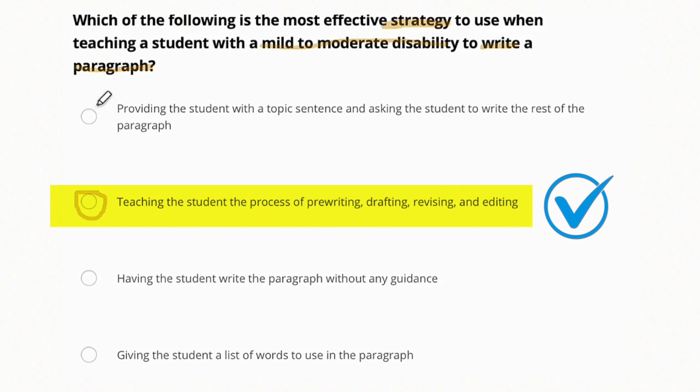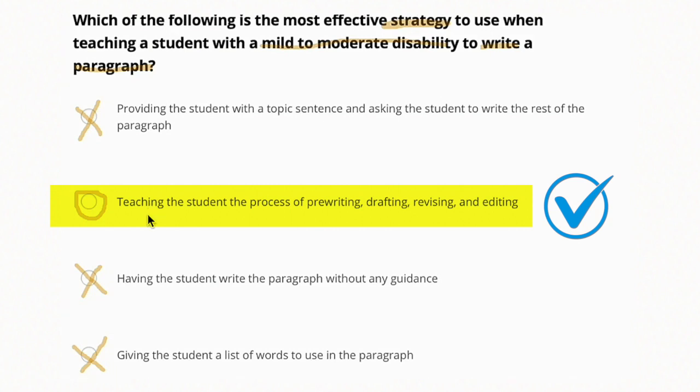If we're providing a student with the topic sentence, we're not really allowing them to generate their own thoughts or ideas. If they're writing without any guidance, that really doesn't provide the support that our students need when they are writing a paragraph. And then giving the student a list of words to use in the paragraph likewise doesn't give them the amount of free idea generation that they could use in their writing. So that's why that one would not be correct. This one, though, the second one, obviously gives students the most support, but also their own avenue to generate their own thoughts and ideas.